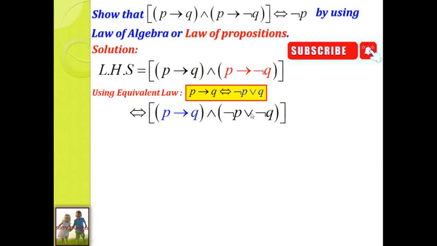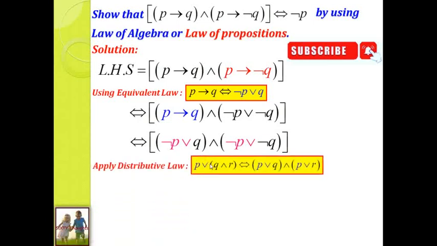How to write this expression? By using the equivalence law. Once again, we are going to apply the equivalence law to this expression. So we can write negation P or Q and negation P or negation Q. So now I am going to apply the distributive law to this expression. So what is the distributive law? P or R, Q and R is equivalent to P or Q, and P or R.